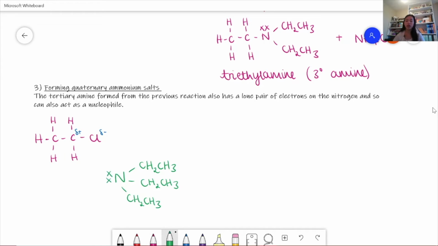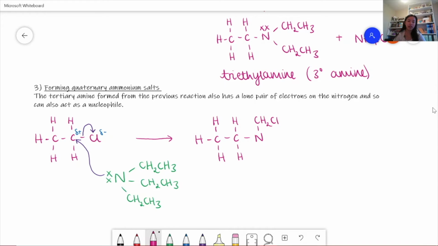And then the lone pair of electrons. And again, they target this electron deficient carbon. And then these electrons from this covalent bond feel some repulsion and move towards the chlorine. And then we form CH3, and then CH2, and then N, and now we have 3 of these ethyl groups on it. And then also the chloride.